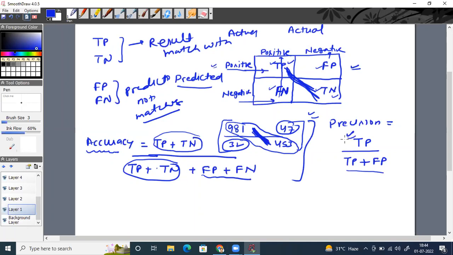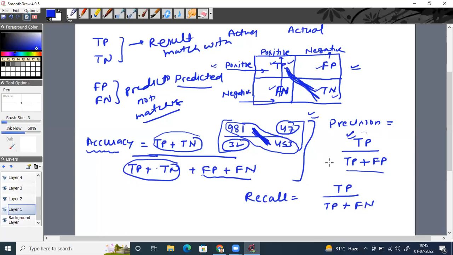Clear what I'm saying? Your model predicted something positive, out of which how many are true positive? How many are true positive, which is available in front of you, right? Similarly, what was recall? Recall was true positive upon true positive plus false negative, right? True positive plus false negative, right?